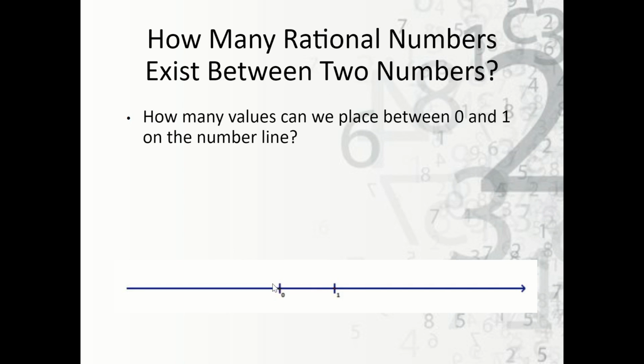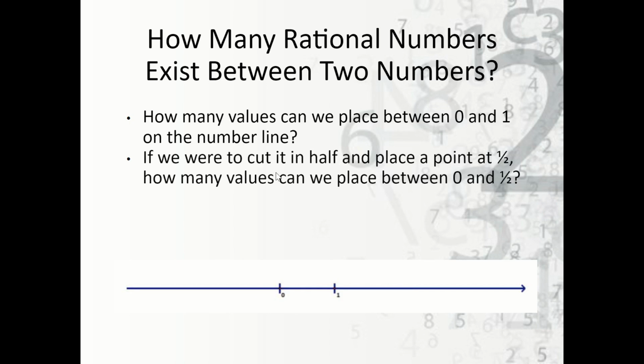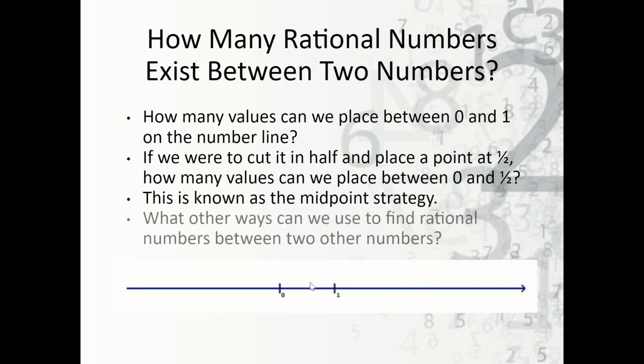Is there any limit to the number of times we can keep cutting that in half? And even at that, we could go 1/6, 1/3, 1/12, and so on. So we can do this with any values. And then on the other side, we can go 2/3, 2/6, 4/6, 5/6, etc. So if we were to cut it in half and place a point at 1/2, how many values could we place between 0 and 1/2? This is known as a midpoint strategy, where we keep cutting it in half like I just mentioned.